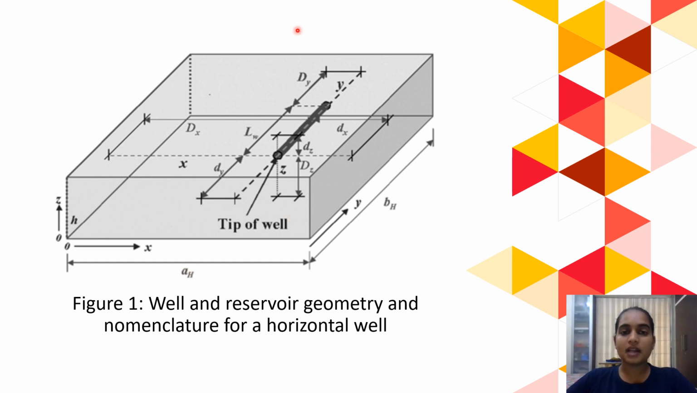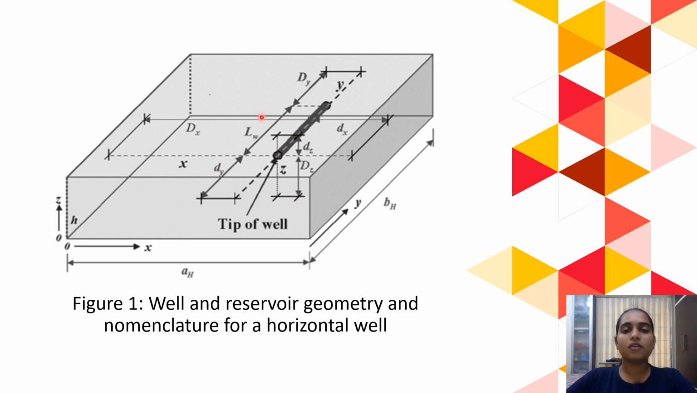Notice that the x-axis is measured along the bottom edge of the reservoir, going from left to the right in the direction perpendicular to the well. The y-axis lies along the axis from front to back of the reservoir parallel to the wellbore. The z-axis is oriented in the direction of reservoir thickness.